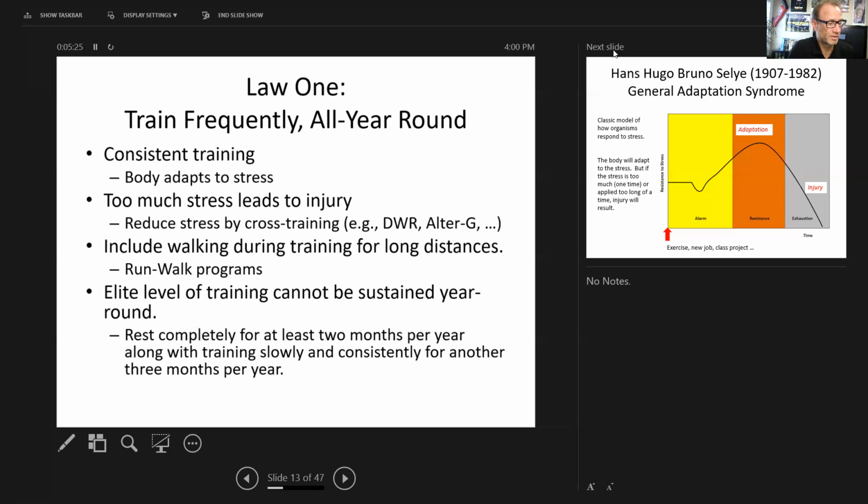Maybe switching over to mountain biking instead of road biking, or maybe doing some hiking instead of running. But to train year round at a high level is really challenging. Even the professional athletes will take some time off.